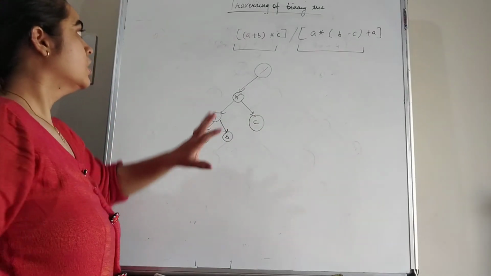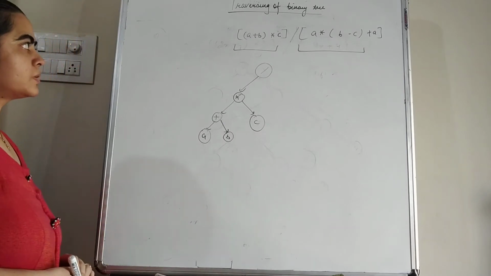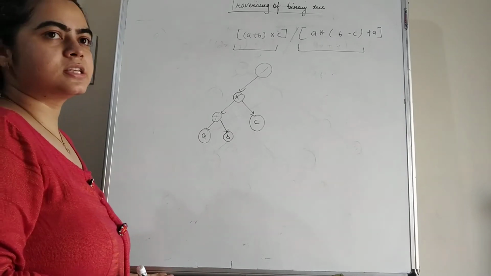Now students, the left side is complete. Now come to the right subtree. In the right subtree, the expression is A into B minus C plus A.